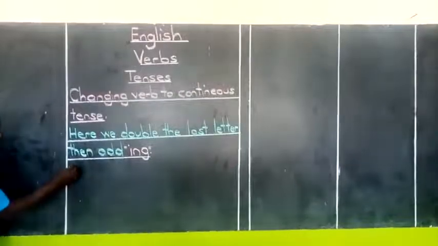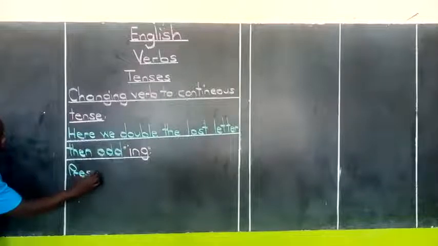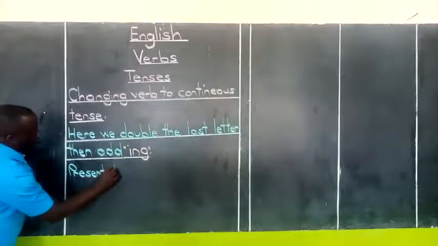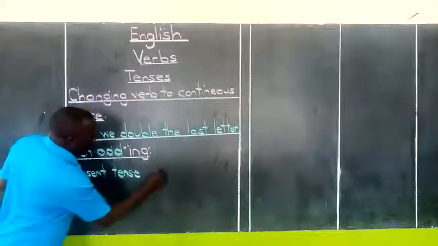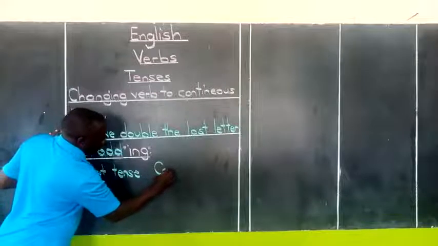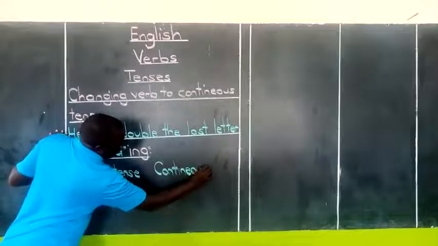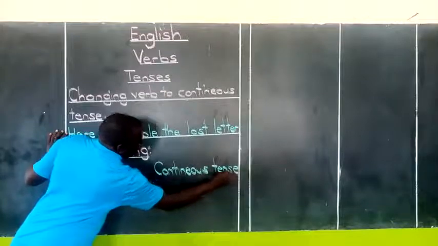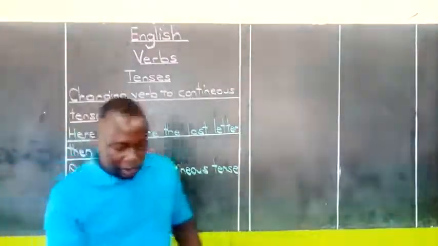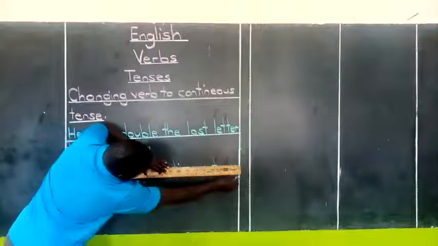We shall have present tense this side, then continuous tense. I said another name for continuous tense is now tense. This is our table.